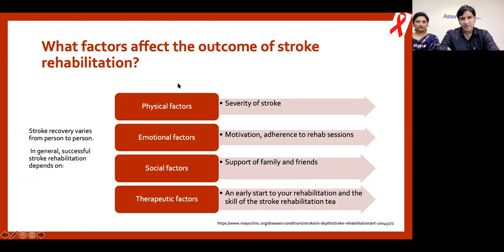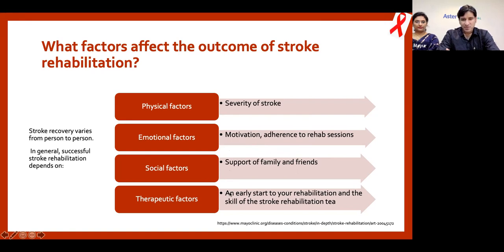The factors which affect the outcome of stroke rehabilitation are, first of all, the physical factors. The more severe the stroke, the longer it takes to recover. Emotional factors are very important, because after stroke there can be depressed mood and some psychiatric issues can develop, so motivation is very important. Adherence to rehabilitation is also very important, because stroke recovery takes a long time, which may vary from months to years. So they should be constantly motivated to adhere to the suggested therapy. And the most important role is the support of family and friends, because of the disability, significant dependence is there. Without the support of family and friends, stroke rehabilitation is difficult.